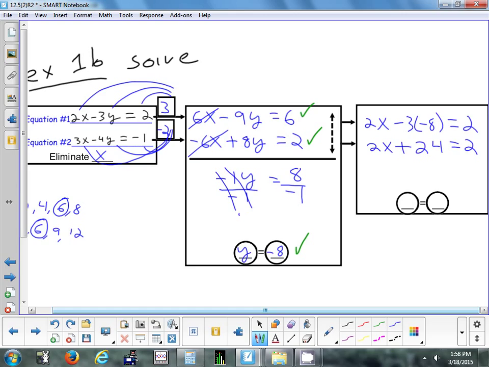Okay, Eli, what do I do with that 24? We have to move it over, some -24. Good, I'm going to subtract. And I heard him just say it, 2 minus 24 is -22. So my last step, divide by 2, and x equals -11. Okay. Any questions on that?